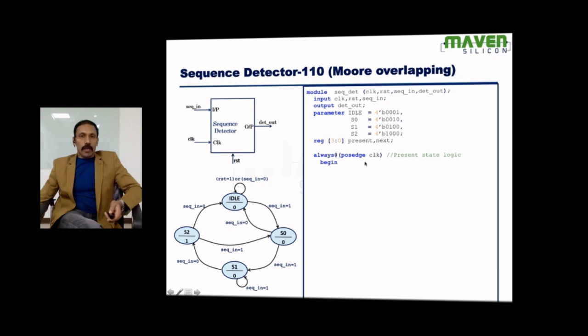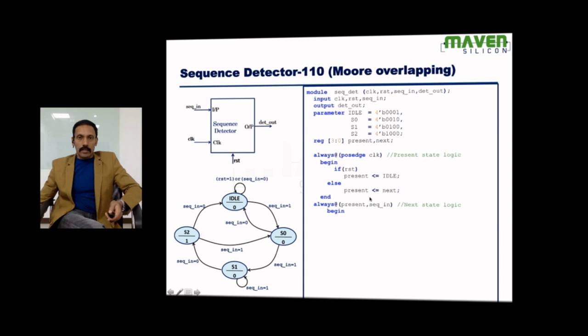Always at positive edge of clock. If reset is high, present state must be idle, else present state must be next state. This is called state transition logic or present state logic. If reset is high, present state should be idle. The FSM has to be initialized with idle state, else the present state should get the value of next state. We are using non-blocking because this is sequential logic. This is sequential logic because there is a clock in the sensitivity list.